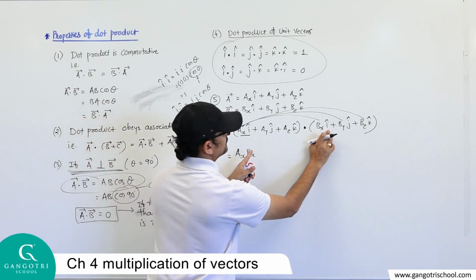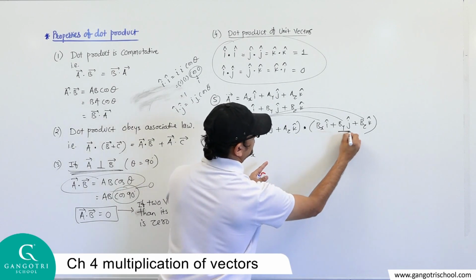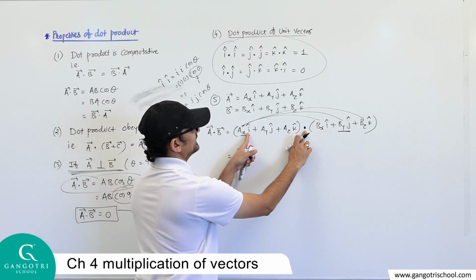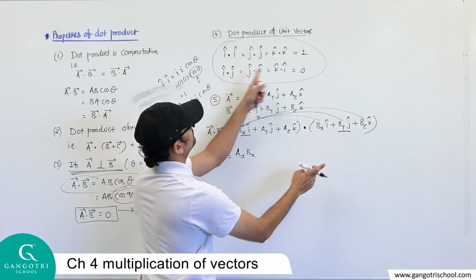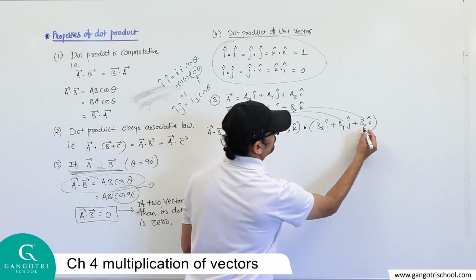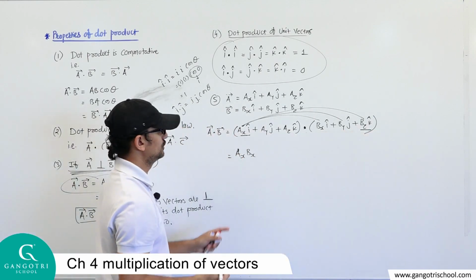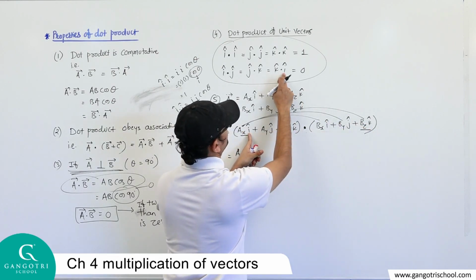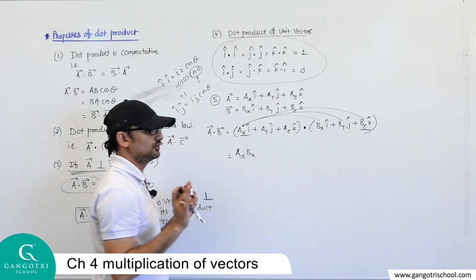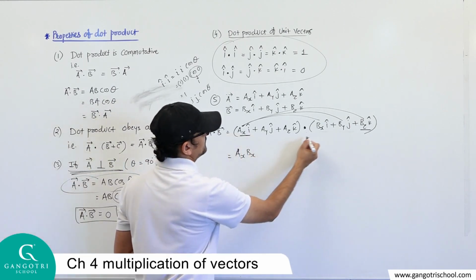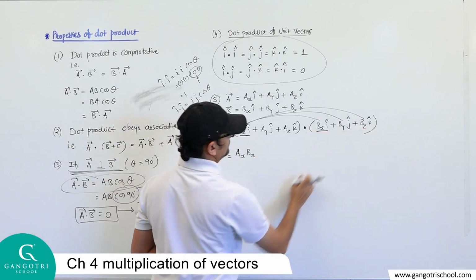Now multiplication of the first term with the second term is 0, because there is a dot product of i caret with j caret. Now i dot j is 0, that's why 0. Now multiplication of the first term with the last term is 0, because of i caret dot k caret. i dot k is 0, that's why 0. So the only conclusion is that the x component is multiplied with only the x component.